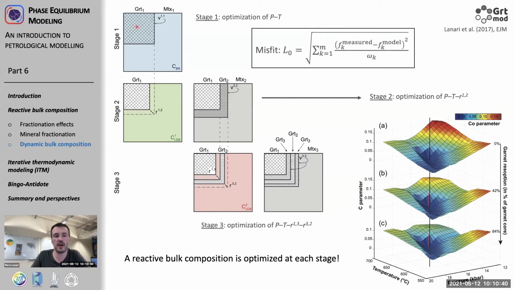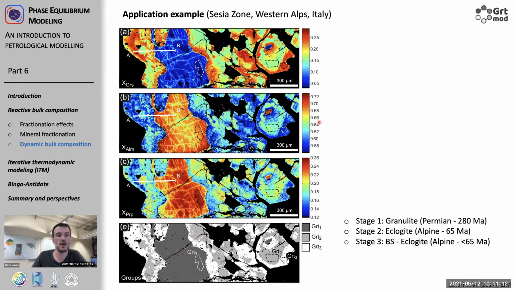So you can find the optimal PT conditions for the core of your garnet, and then for the second stage, when you grow the first rim, the model can also resorb the previous garnet that was formed, which means that the parameters that are optimized are pressure, temperature, and resorption of the previous growth zone, which means that the reactive bulk composition is optimized at each stage of the model. And I'm going to show you very quickly an example of this. And this is a very complex garnet texture from the Cesia zone.